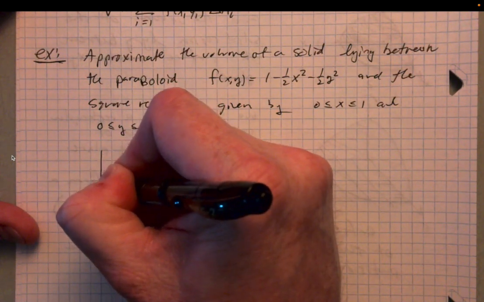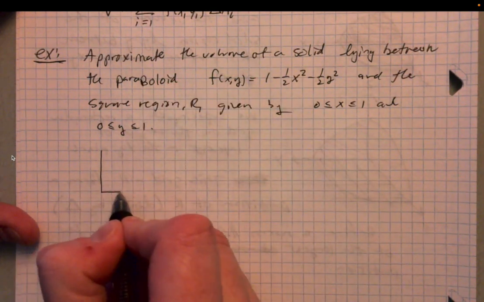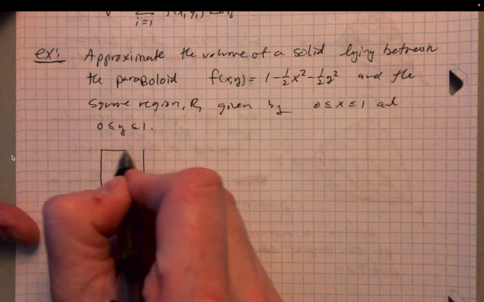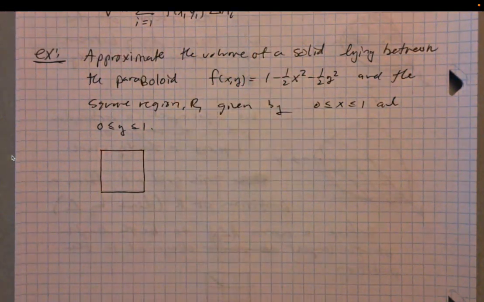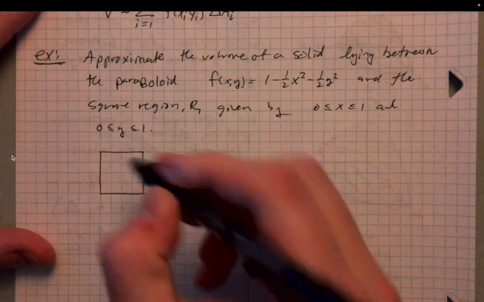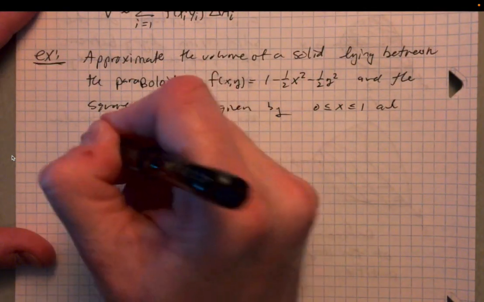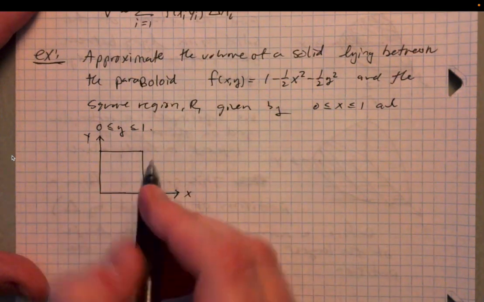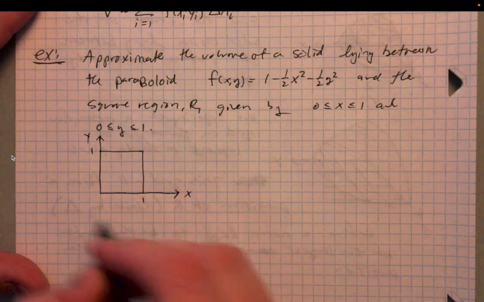And let's go ahead and say we're going to use a partition made up of squares whose edges have a length of 1/4. Okay, so if this is our y-axis, this is our x-axis, then this is the region we're interested in. This will be 1 and 1.